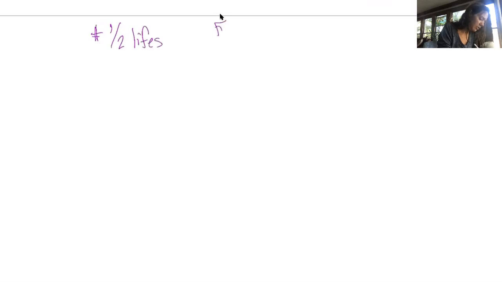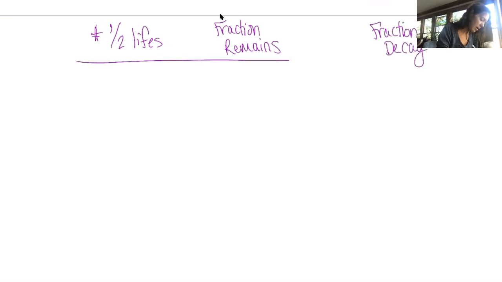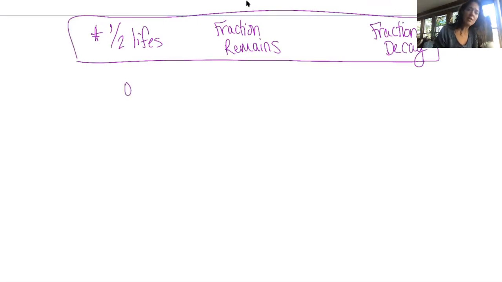Let's do fraction remains, fraction decay. This will probably make more sense than what we had a minute ago. All right. Well, after 0 half-lives, let me get this out of the way. After 0 half-lives, the whole thing remains and none of it has decayed.